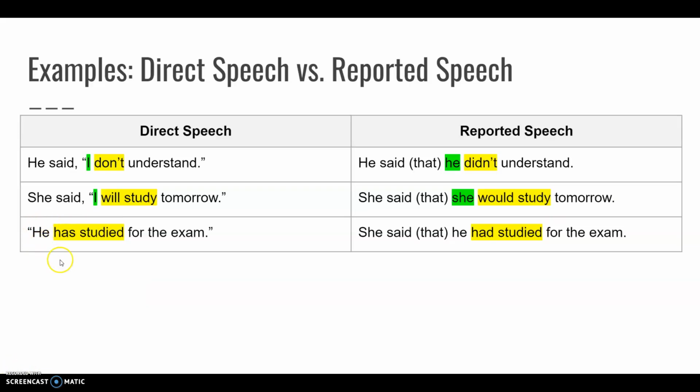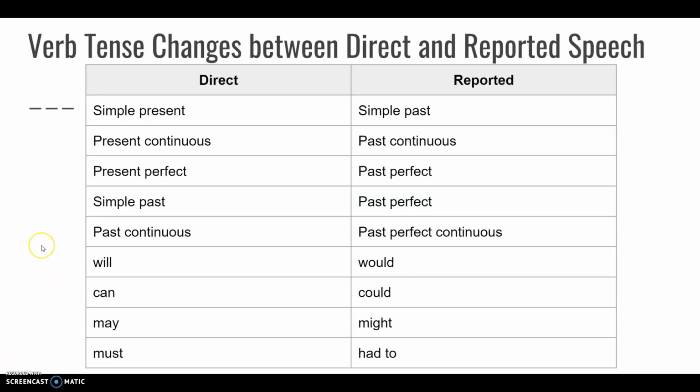Here's some more examples of direct speech versus reported speech. We have, for example, in direct speech, he said, "I don't understand." And when we change that to reported speech, we say, he said that he didn't understand. So we see some changes in the verb tense and pronouns. And these are some other examples of direct speech sentences changed to reported speech. If you noticed, one of the main things that changes is the verb tenses. In direct speech, it's one tense, and in reported speech, the verb tense changes.